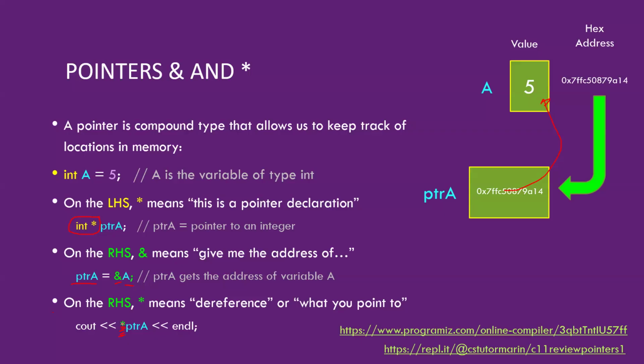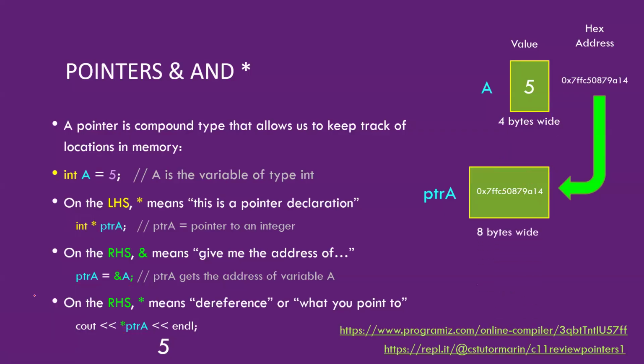Okay. So those are the two first very important parts of that. When I do that, of course, I'm following the address that's here to get to this thing and pull out the 5 from that. Okay. So we say that PTRA points to 5, but really we're just storing the address, and C++ follows that address to get the information we want there. Okay. So it's just a little indirect lookup.